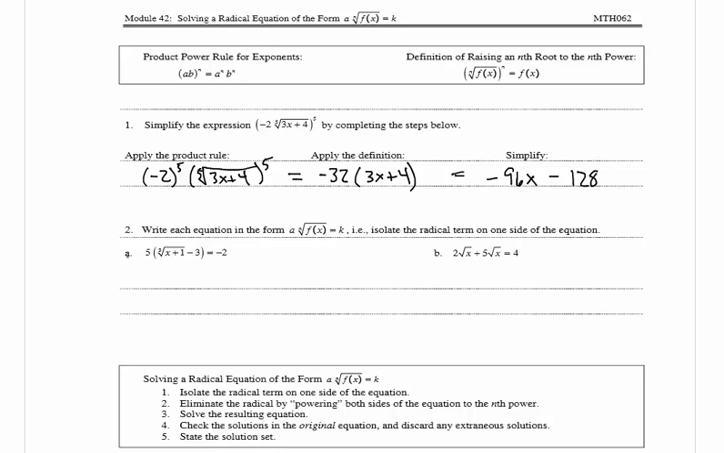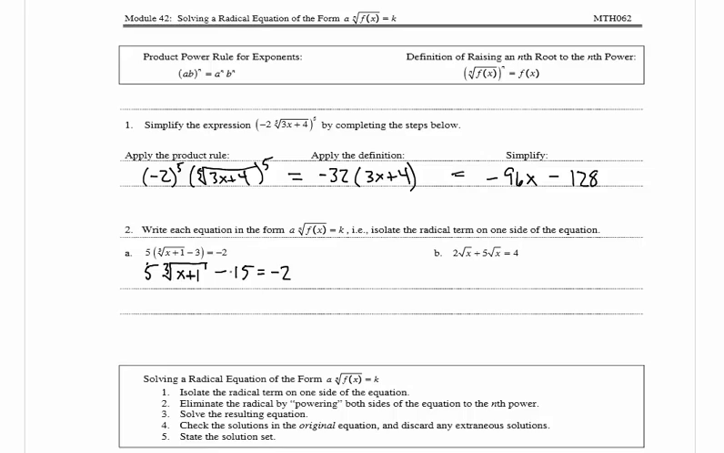And 2, they want us to write each equation in the form a times the nth root of f of x is equal to k, i.e., isolate the radical term on one side of the equation. So in a, we have 5 times the cube root of x plus 1 minus 3 is equal to negative 2. So the first thing that I'm going to do is distribute the 5. So I have 5 times the cube root of x plus 1 minus 15 is equal to negative 2.